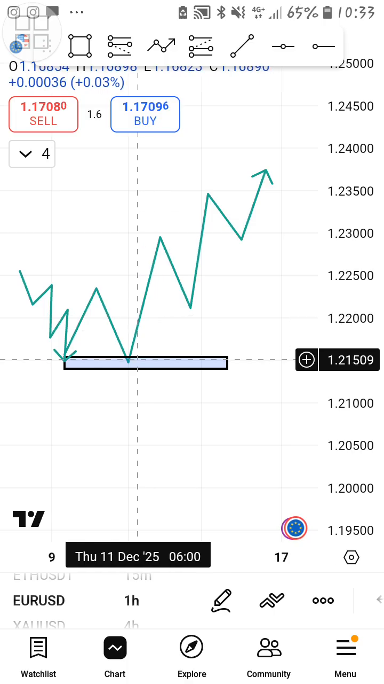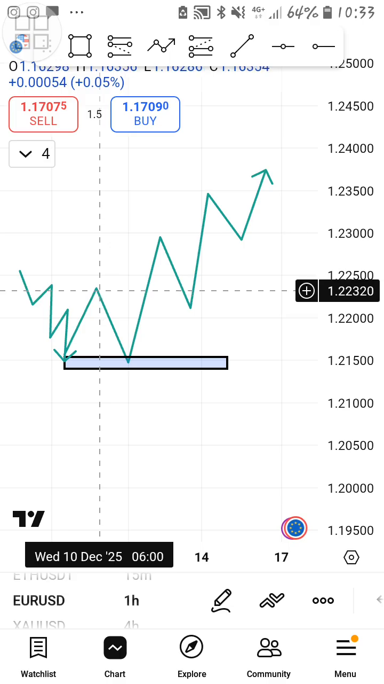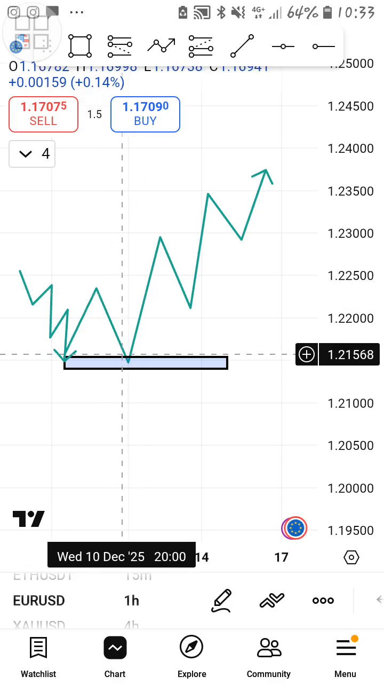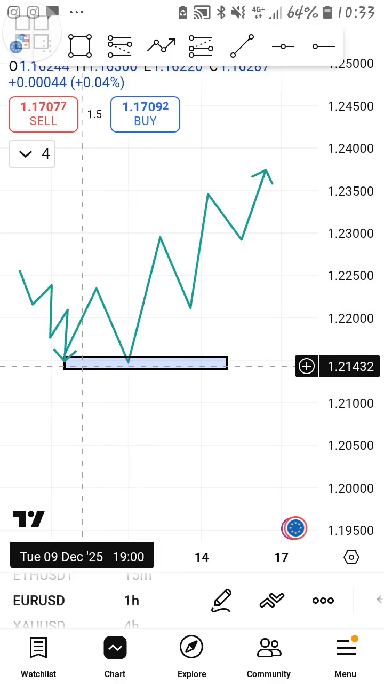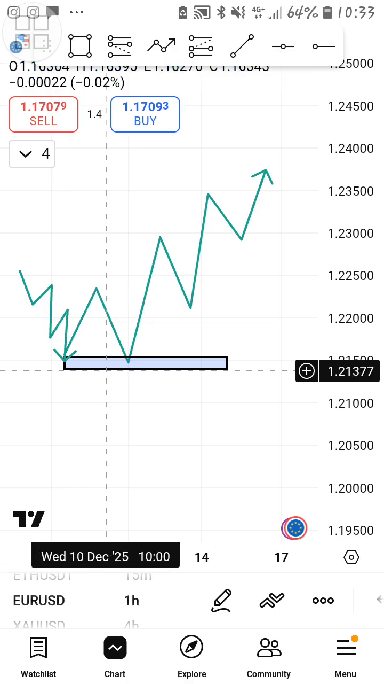But we see this massive movement up, creating these higher highs, higher lows. This will need to break this break of structure. So how do we know that this demand zone is valid? It has to sweep liquidity. And how do we see if liquidity has been swept?